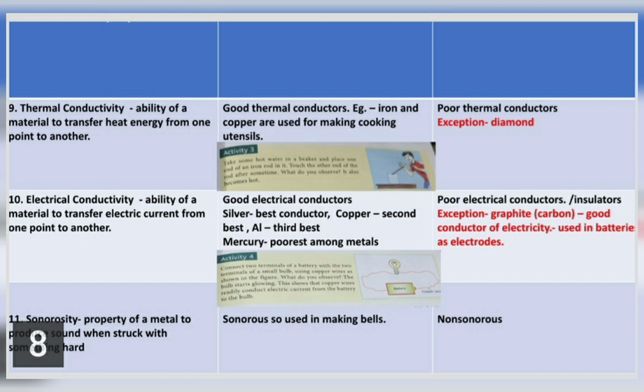The last property is sonorosity. Sonorosity is a property due to which metals produce sound when they are hammered with something hard. So this is called sonorosity. We know all metals are used in making bells. So that means all metals are sonorous as they will produce sound on hitting, whereas non-metals are non-sonorous.